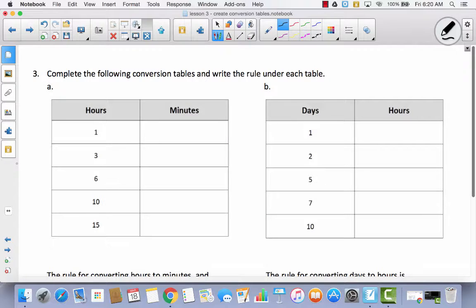Now we're going to complete the following conversion tables and write the rule under each table. So we've already done the first 4 on our practice sheet, right? So we went from minutes to hours. So remember, we're going to multiply by 60. So there are 60 minutes in 1 hour. And 60 times 3 is 180. 60 times 6 is 360. And then 60 times 10 is what?